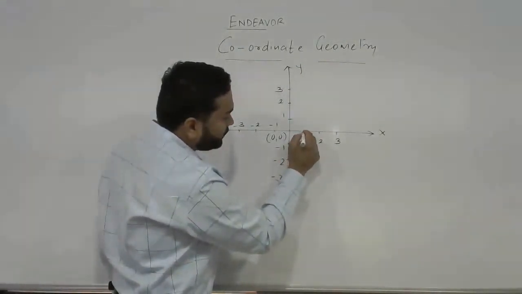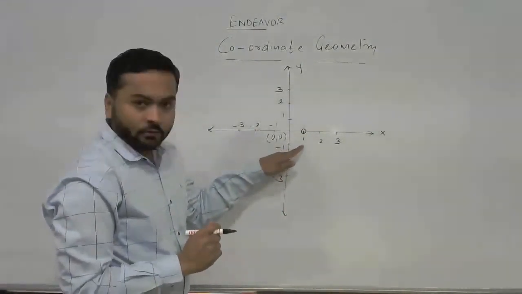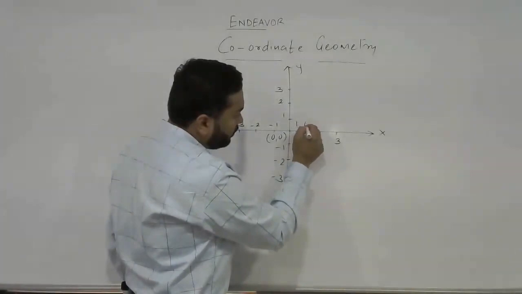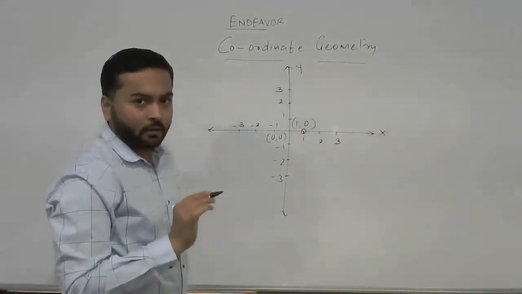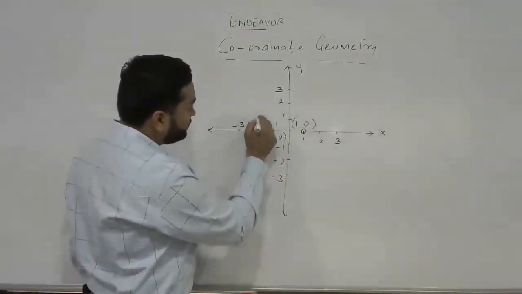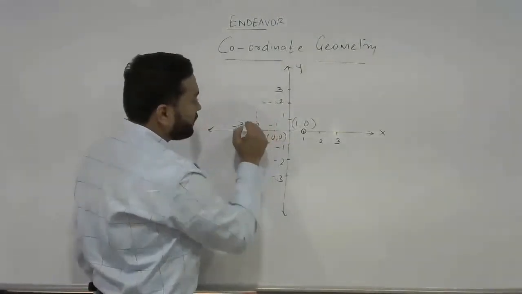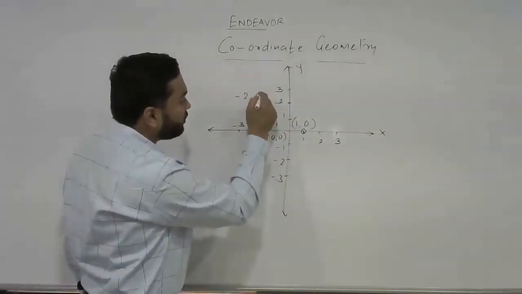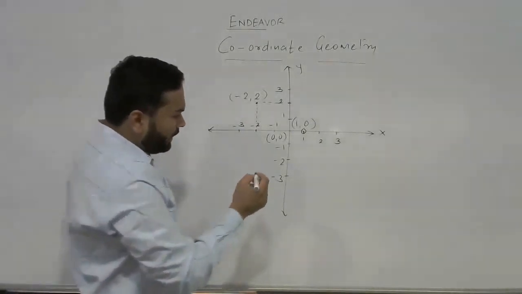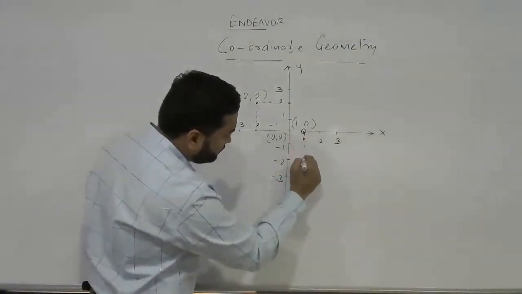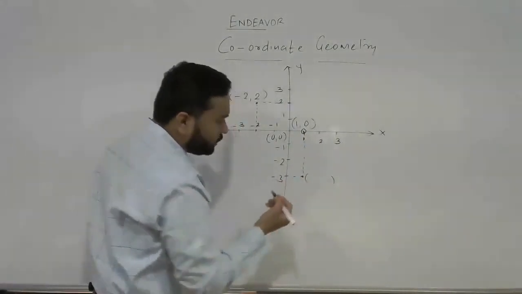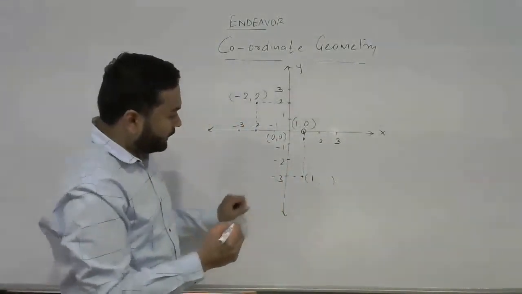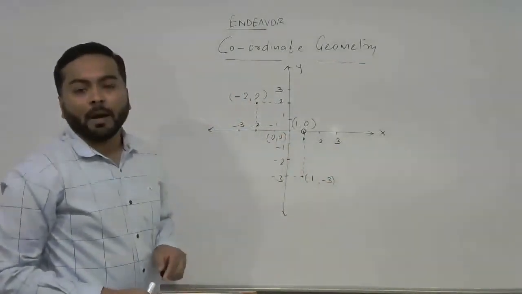For example, if I say this point, the x coordinate is 1 and the y coordinate is 0. So this point is (1, 0). Now, which is this point? Here the x coordinate is minus 2 and the y coordinate is plus 2. Similarly, can anyone tell me what this coordinate will be? The x coordinate is 1 and the y coordinate is minus 3, so this coordinate is (1, minus 3).